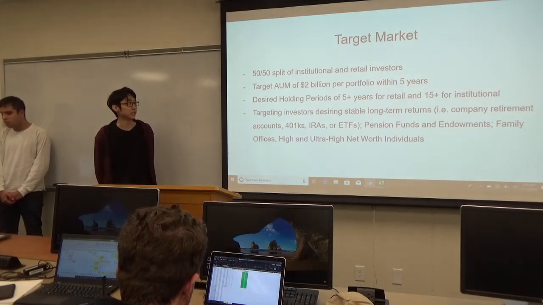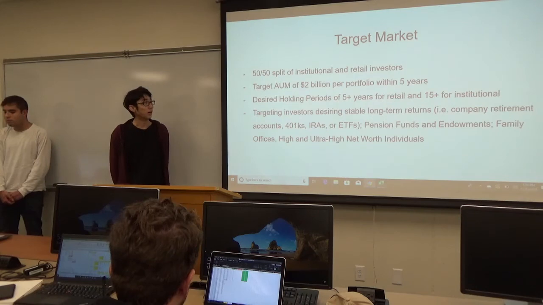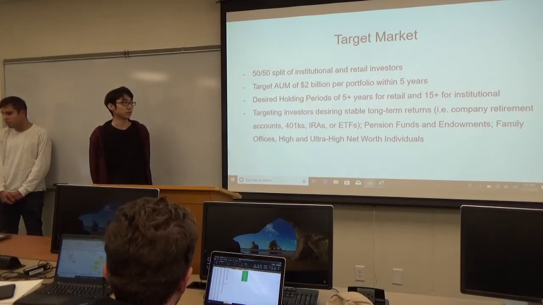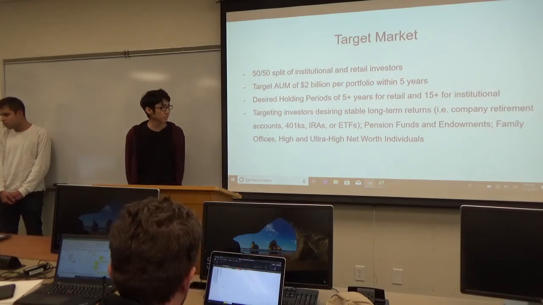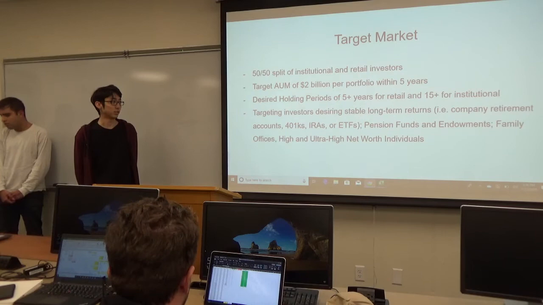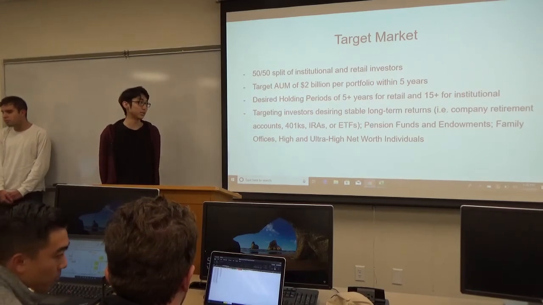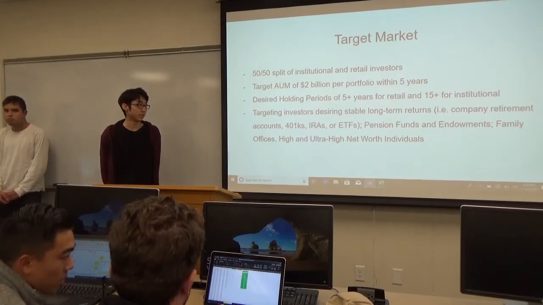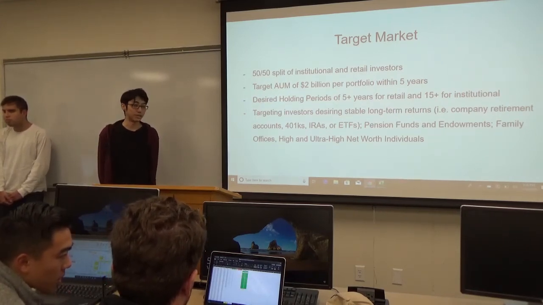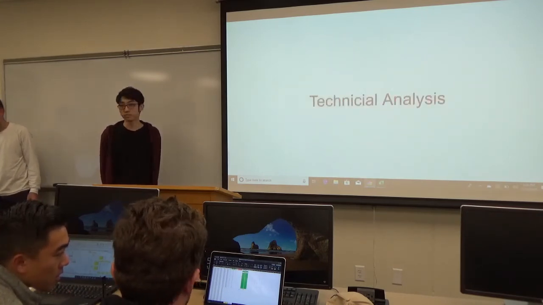So, like I said, a 50-50 split between retail and institutional investors, with a target AUM of $2 billion per portfolio within 5 years. We're targeting investors seeking long-term returns, like pension funds and company retirement accounts, 401ks, IRAs, and ETFs, as well as endowments, family offices, and high and ultra-high net worth individuals. And I'm going to talk about the technical analysis.